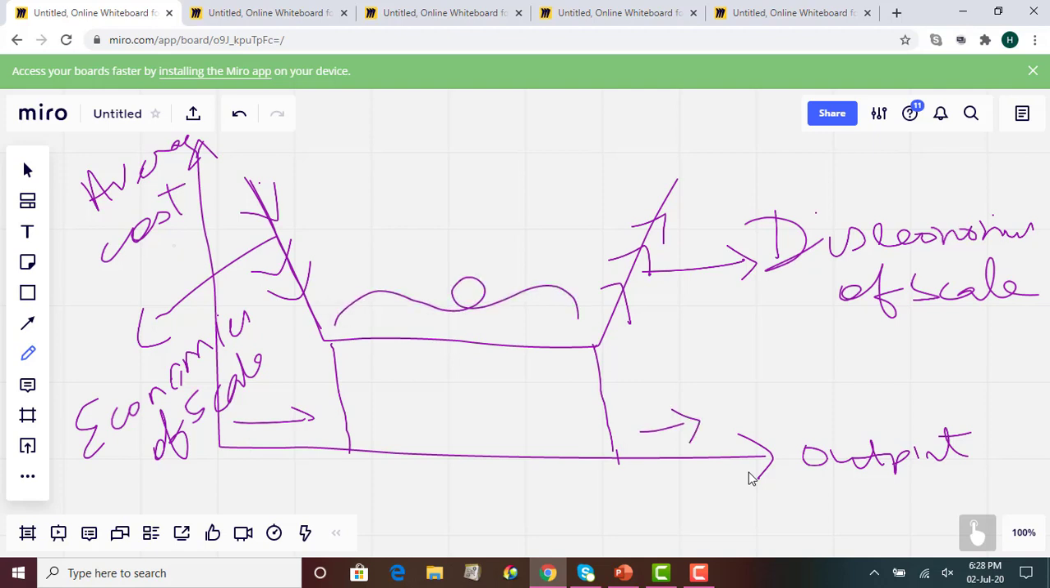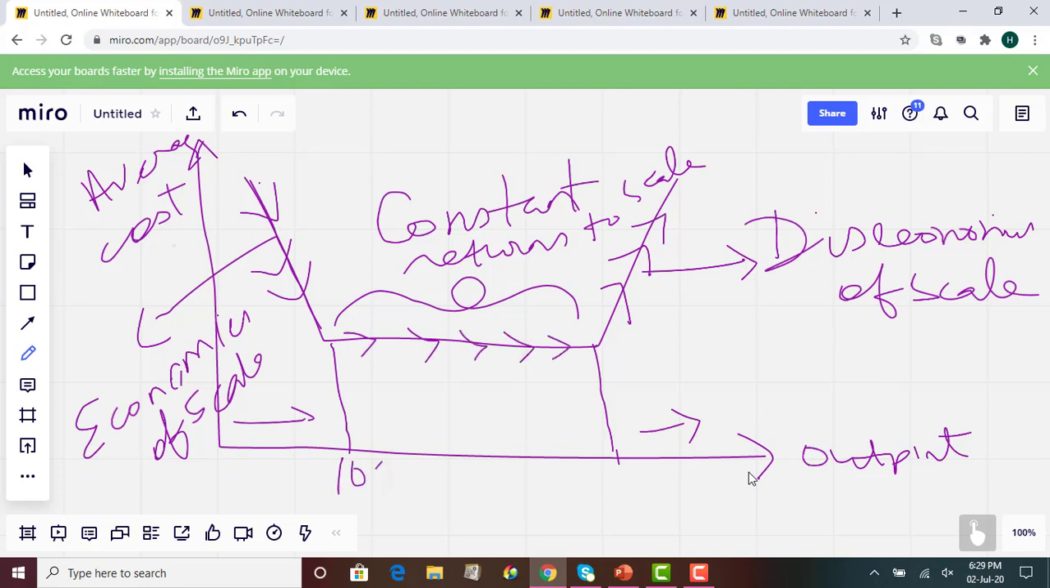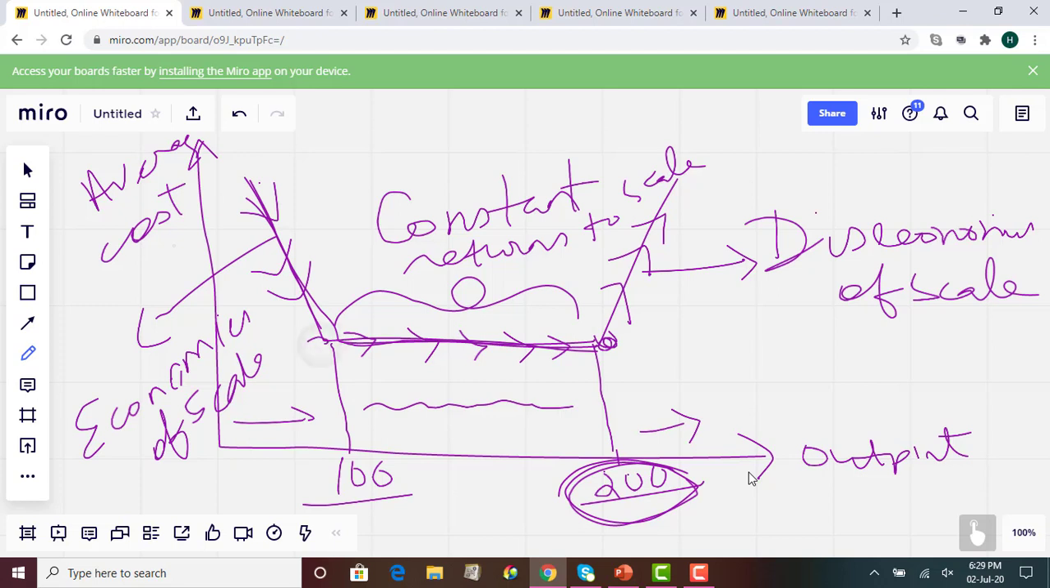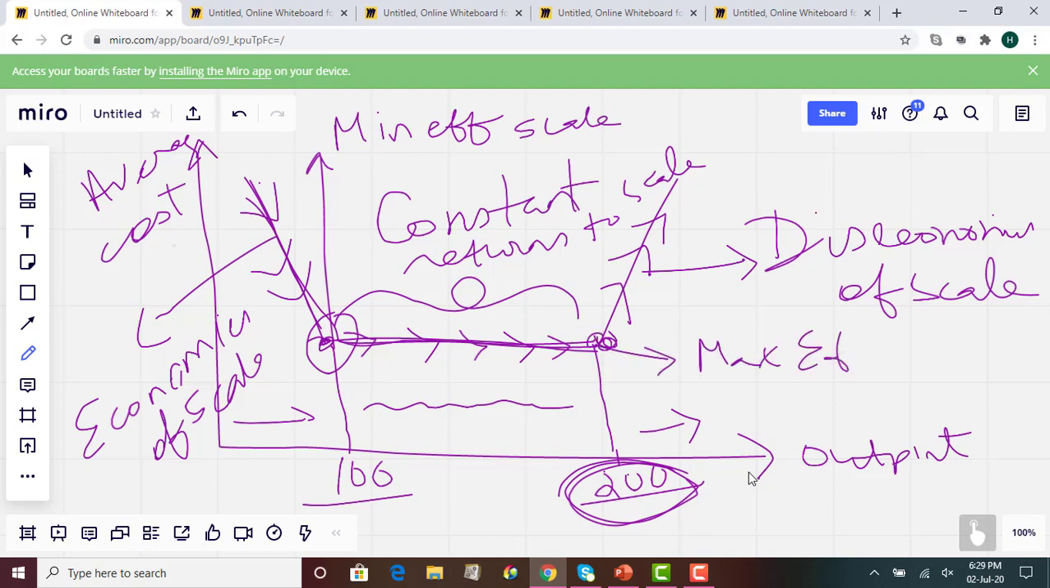Now how about this portion? This portion represents constant returns to scale. What that means is your average cost remains the same during this period no matter what you produce. Even if you produce 100 or even if you produce 200 units of output, your average cost will remain the same. So during this period, there are constant returns to scale. It probably makes sense to produce at this point because you're producing more output, which is more efficient. This point is called the minimum efficient scale, which is the minimum point, and this point represents the maximum efficient scale. So up to this point we are efficient. This is the maximum point up to which we are efficient, and this is the minimum point at which we are most efficient.